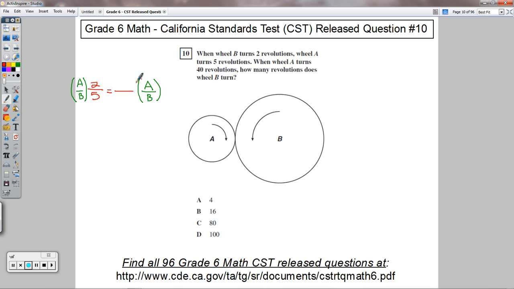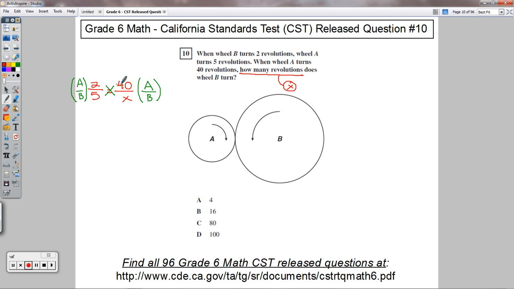So wheel A turns 40 revolutions. So 40 would go on the top. How many revolutions? Let's call this X. So let's say this is X. And we're going to solve for X from there. So how many revolutions is that going to turn? This one, best idea I think is to cross multiply here and solve for X.